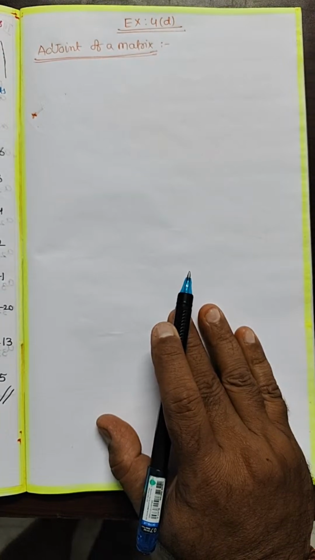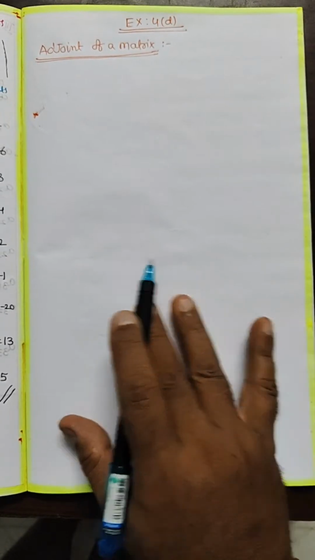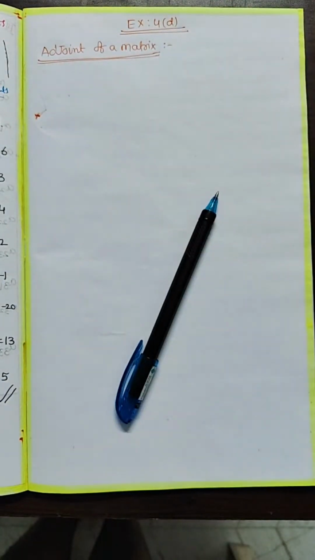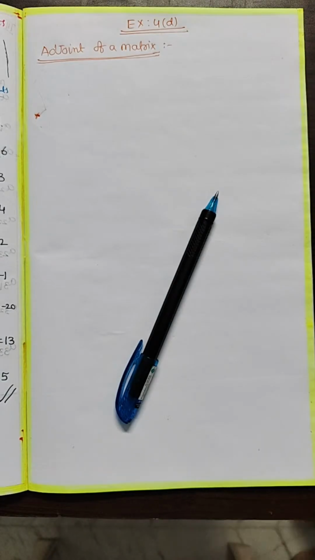Determinants in matrices topic. I think this is the fourth chapter. We are in that determinants chapter. In that, exercise 4D, we are discussing adjoint matrix and inverse of a matrix.